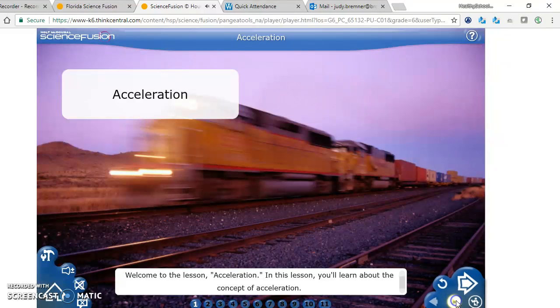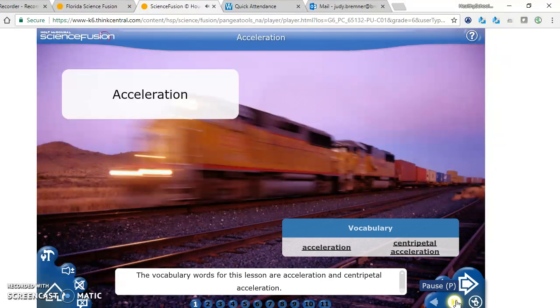Welcome to the lesson Acceleration. In this lesson, you'll learn about the concept of acceleration. The vocabulary words for this lesson are acceleration and centripetal acceleration.